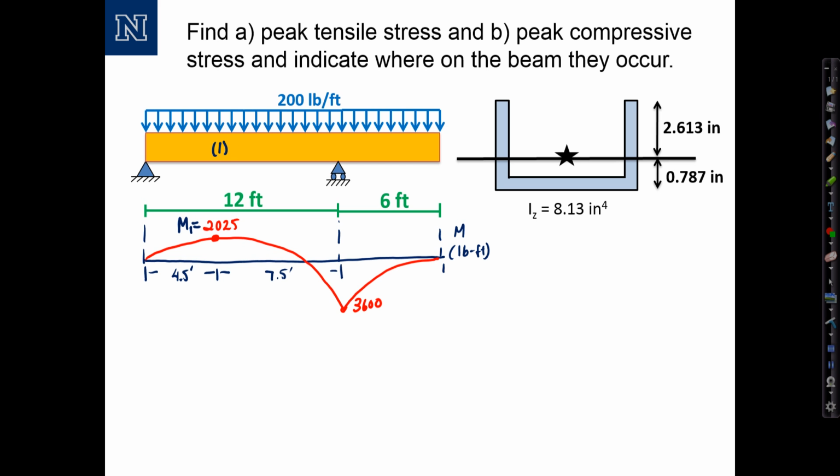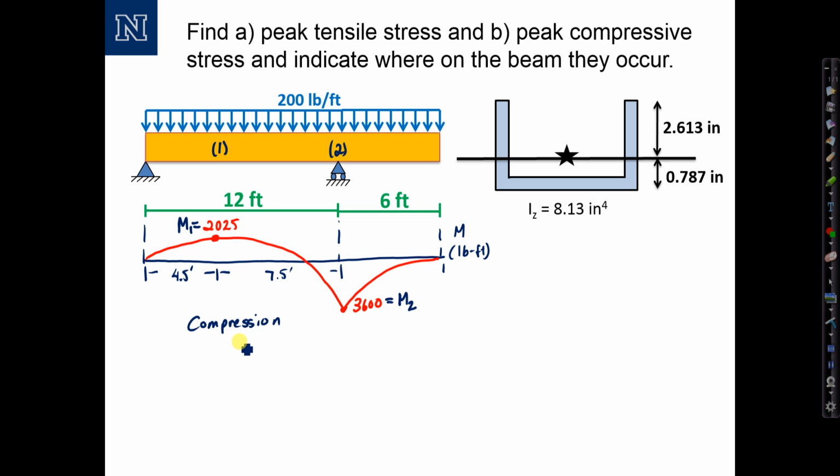The minimum moment anywhere along the beam is negative 3,600 pound-feet, which occurs right at the roller support. We'll label that moment M2, and the corresponding location, location 2. Because the cross-section is unsymmetric, we have to consider both location 1 and location 2 to determine where the peak tensile stress and peak compressive stress occurs. Let's start with compression.